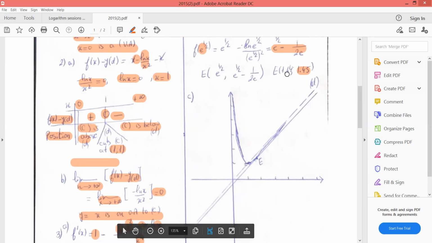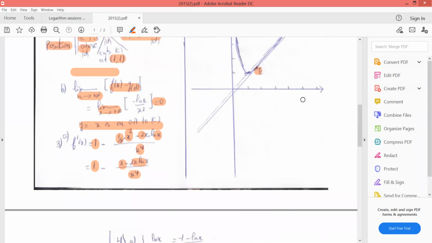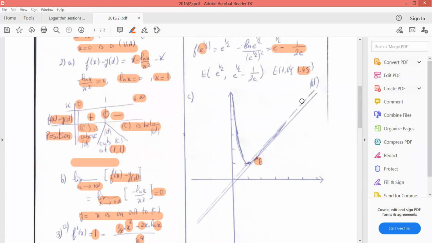To draw the line delta, I locate E. E is 1.64, 1.45. This is E here, and we draw a line parallel to D. Okay, so to draw the lines, line D, y equal x, we make a table with 0, 0 and 1, 1. While for the line delta, I locate E, and we draw a line parallel to D.